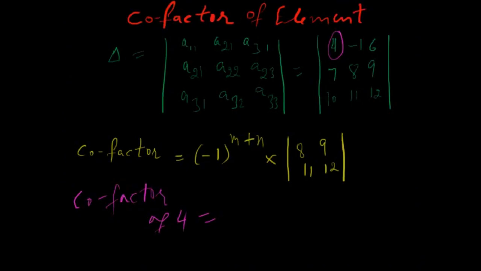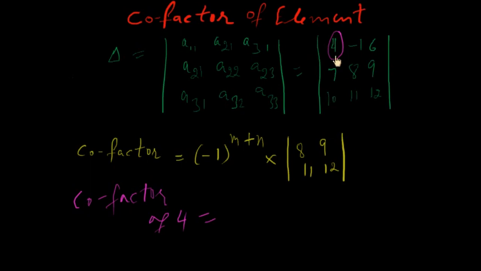Dear student, if you want to calculate the cofactor of an element, you first need to know its formula. Cofactor means minus 1 raised to the power of the row number plus the column number, times the minor of the element. I have explained the minor of an element in the previous lecture, so learn the minor of an element first.